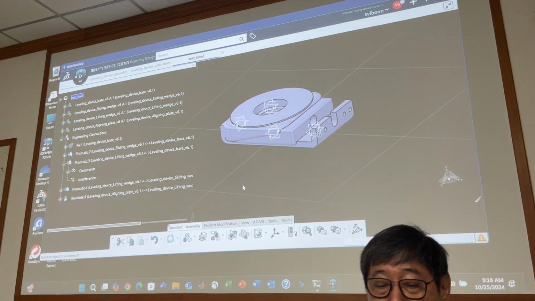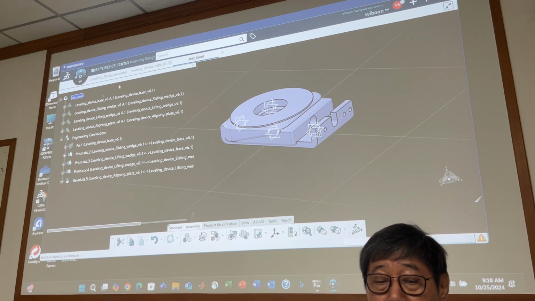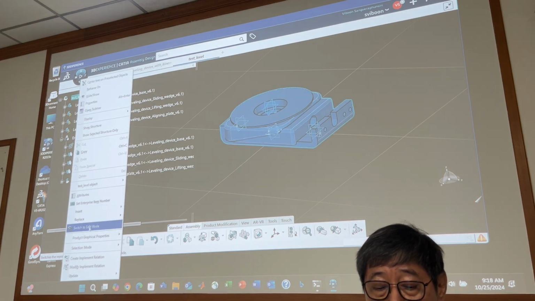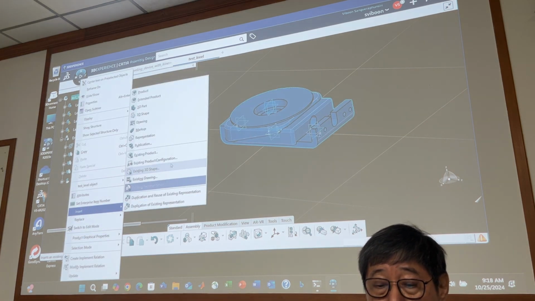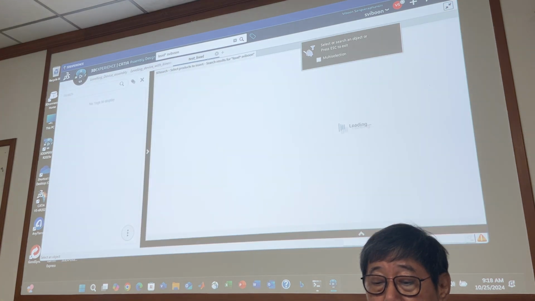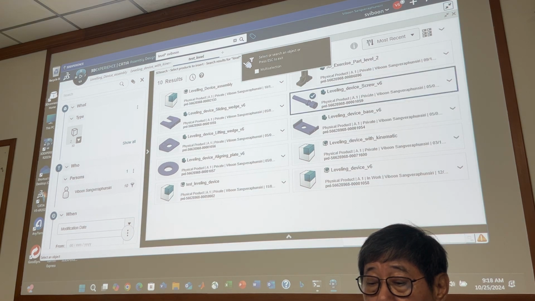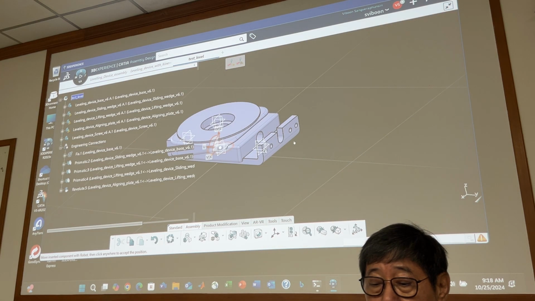Next, I want to insert the screw. There, screw. See. I do this one by insert existing product, screw, this screw. Okay.